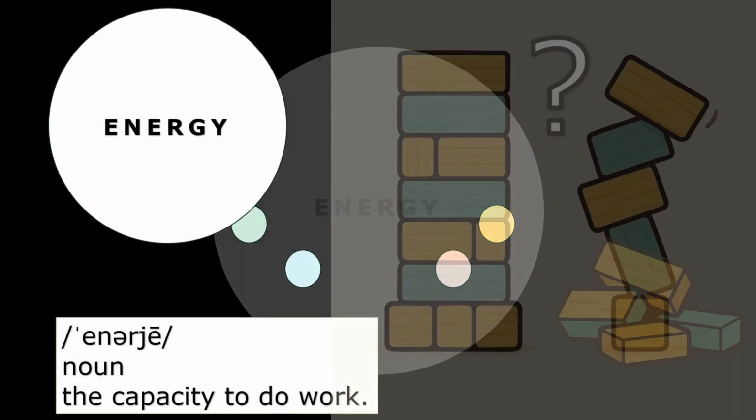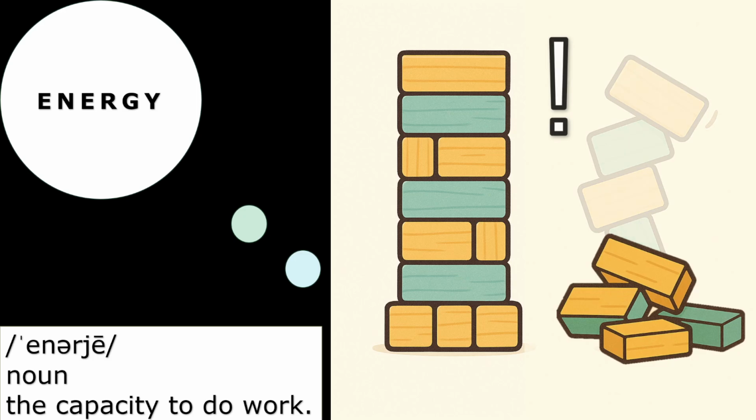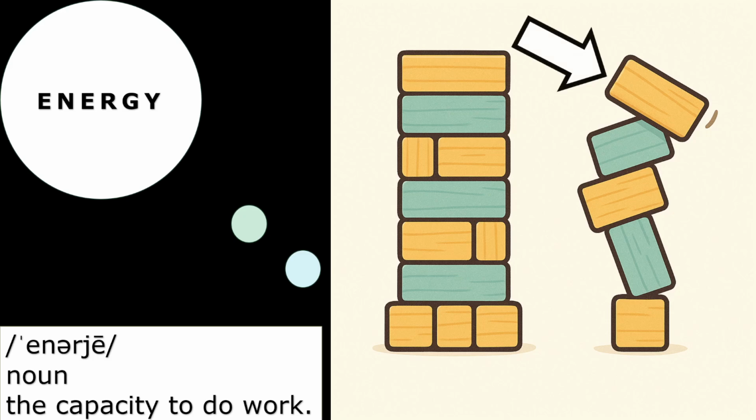Energy is the capacity to do work. Unstable systems hold more potential energy, stable ones hold less. Which of these two towers is more likely to collapse? When a tower falls, it moves and does work. So an unstable tower has greater work capacity than a stable one. As systems drop to a lower energy state, they release that excess energy.